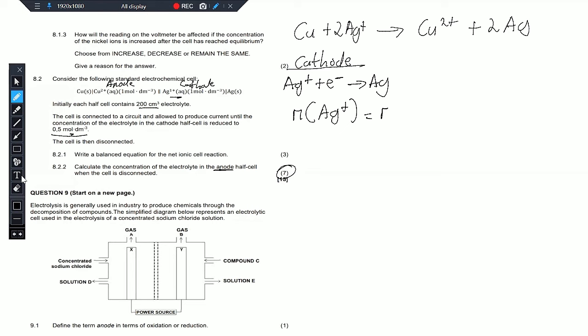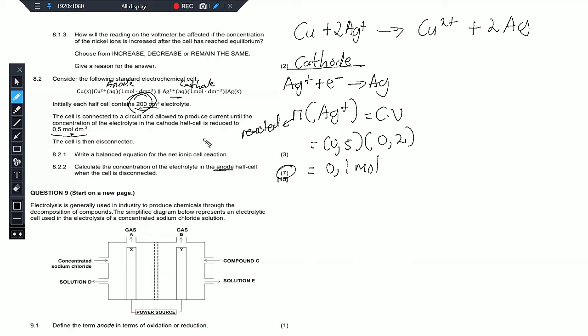Then this is supposed to be C times V, because we are given the concentration and the volume, right? Now, what is the concentration? That's 0.5. And then the volume, we are aware that we need to divide this by 1,000 to convert it to dm cube, so it's going to be 0.2. And then now when we calculate here, we have 0.1 mole. So that means 0.1 mole actually reacted of this. So this is the reacted number of moles of the Ag+ ion.